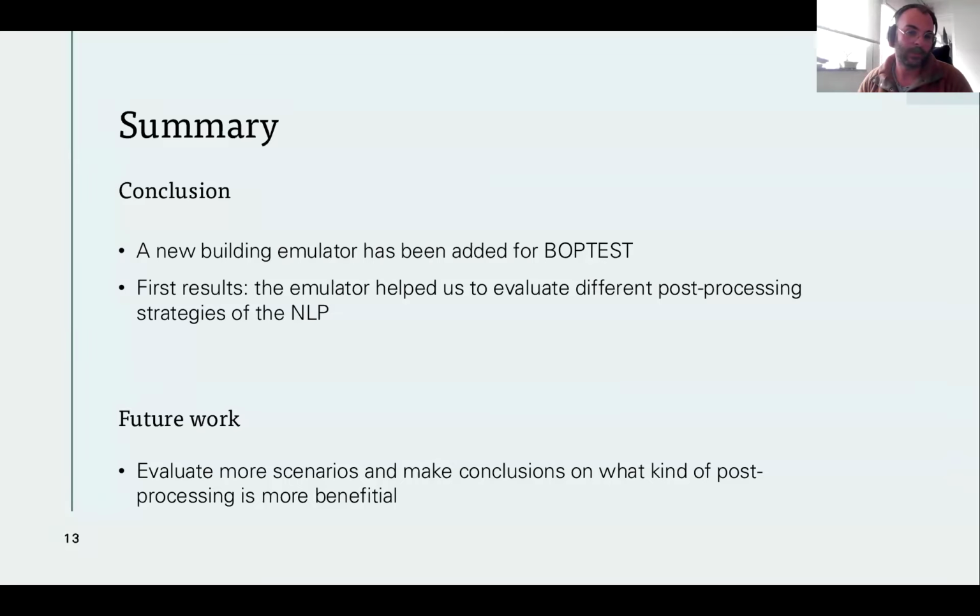in this BOPTEST emulator. Here, the conclusion is that we have a new building emulator for you that has been added to BOPTEST. For me personally, this emulator helped me to evaluate different post-process strategies of the NLP. They are really important when you work with nonlinear optimization: you transform the variables to be binaries, because you will get a non-binary variable, and you can get really huge savings if you do it properly. So for our future work, it will be evaluating more scenarios and, of course, making conclusions on what kind of post-processing is more beneficial.